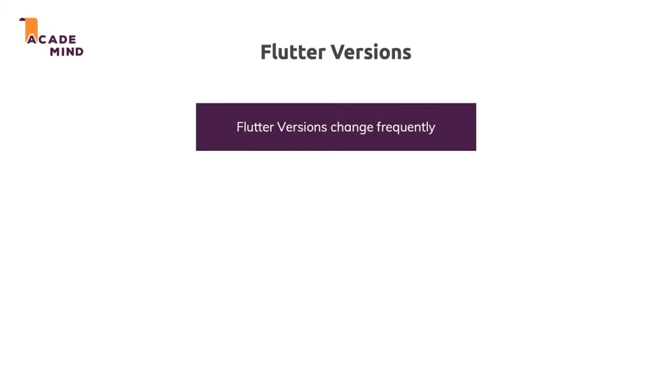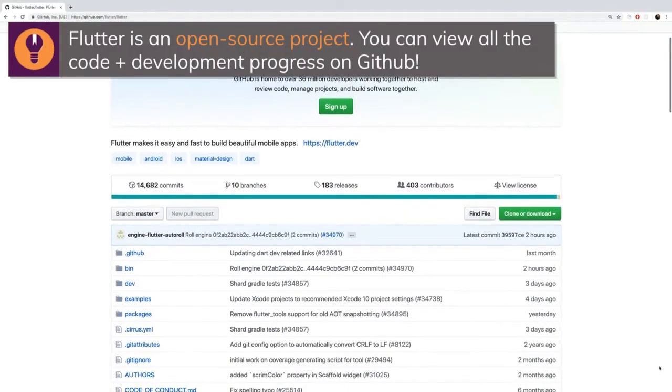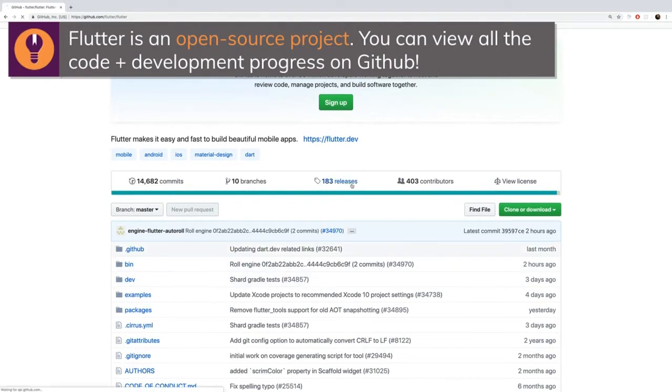So now that we have a basic idea about what Flutter is and how it roughly works, it's important to understand how Flutter is versioned. Flutter is relatively new. It's been around for a couple of years, but especially over the last year, it got a lot of traction and is really pushed by Google now. And therefore, Flutter versions are changing frequently. Now, this does not mean, however, that Flutter changes all the time, that everything about Flutter changes all the time. Instead, indeed, Flutter actually is pretty stable.